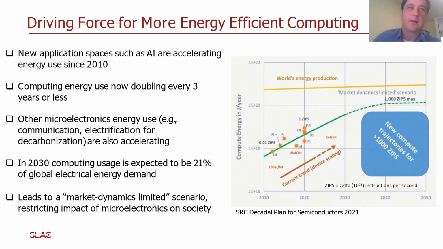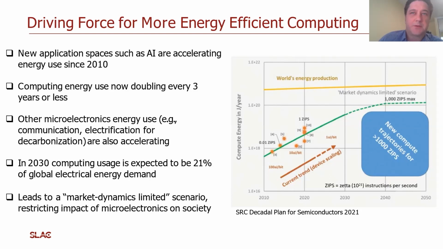In addition to device scaling challenges to continue Moore's law, energy consumption is becoming a critical factor for microelectronic computing systems. New application spaces such as AI have been accelerating energy use since 2010, and computing energy use is now doubling every 3 years or less. This is demonstrated by the figure on the right, which plots the compute energy in joules per year versus the year. The compute energy is increasing with the number of zips, or zetta instructions per second, and the current trend of reduction in switching energy per bit at the transistor level is not sufficient to slow this trend.